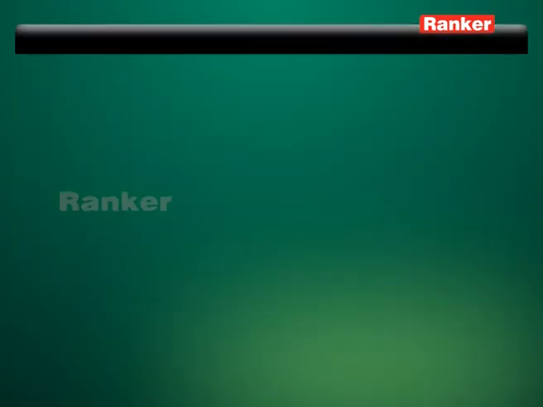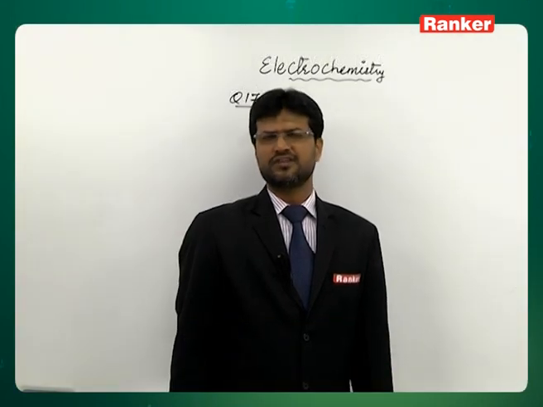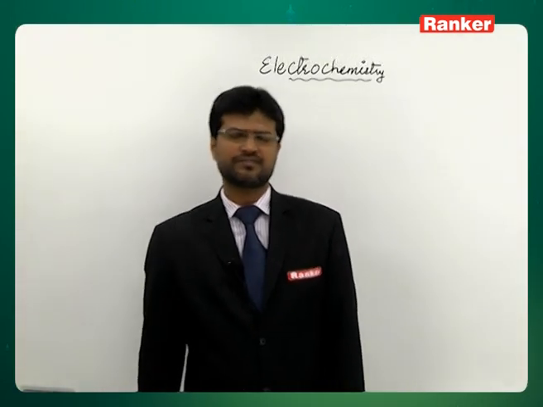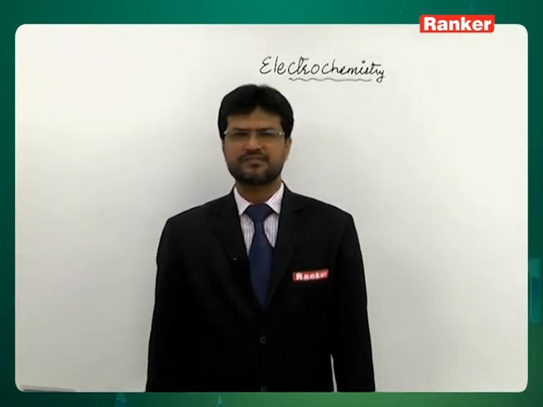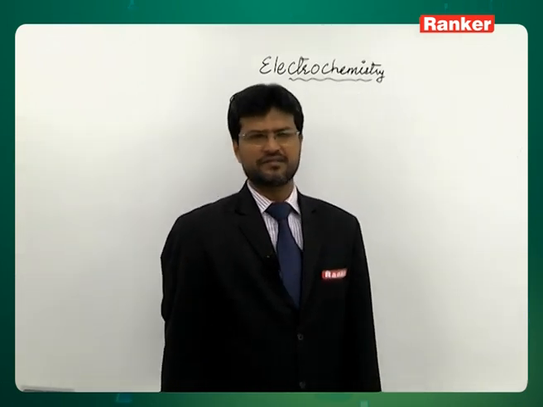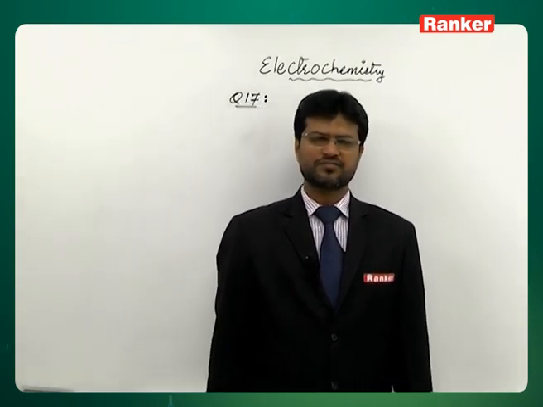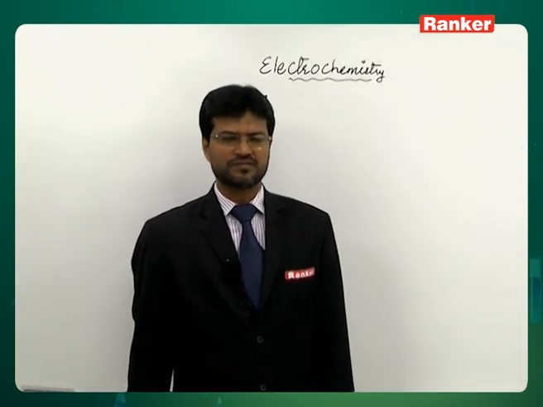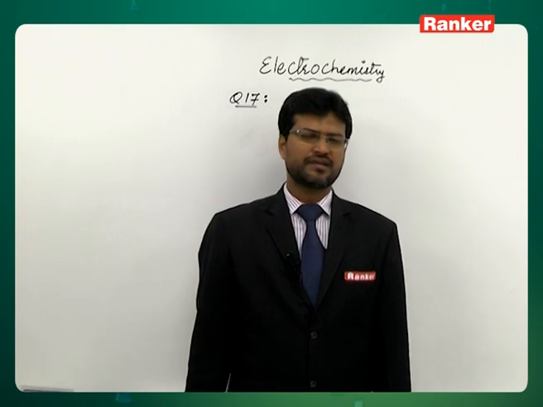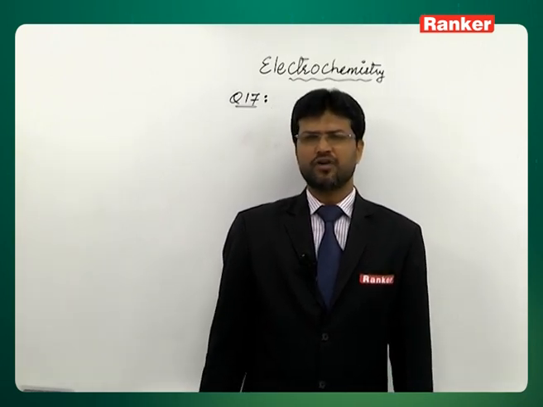Question number 17. Which one of the following is correct for the discharge of lead storage battery? See, during the discharge of lead storage battery, it behaves as a galvanic cell, and when this happens, in the reaction water is formed, so sulfuric acid is diluted. Look at the options, SO2 is liberated, sulfuric acid is diluted, PbSO4 is consumed, fourth option is Pb is formed. The correct answer is dilution of sulfuric acid due to formation of water.